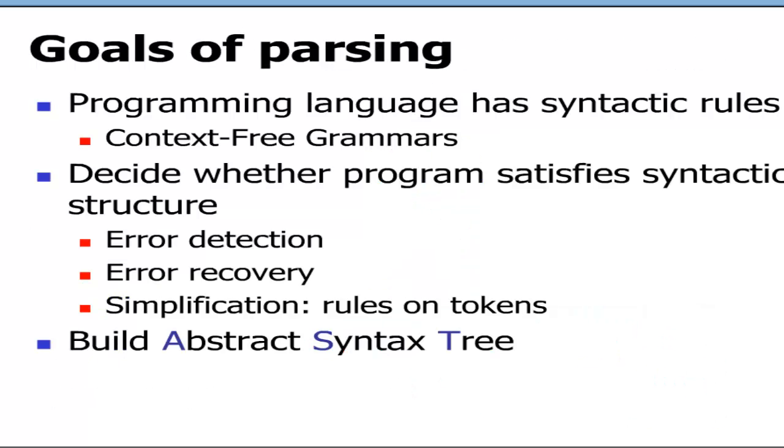Now if you look at the goals of parsing, we try to see whether the tokens we have are grammatically correct or not, because every programming language has some syntactic rules, and the tokens have to follow those rules. We have the context-free grammar, which we will talk about in detail later, and we have to decide if the program satisfies the syntactic structure. There may be some syntactic errors. We are going to detect them and recover from them, and we also have simplification rules on tokens, and what we build is an abstract syntax tree.